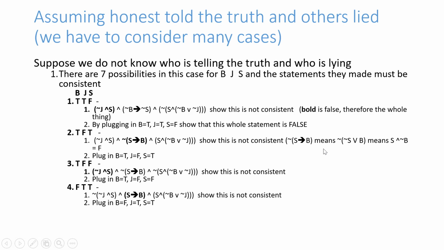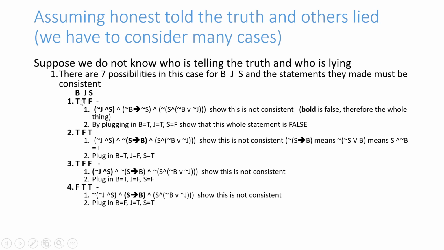The other case is much harder. Assuming the honest told the truth and the others lied, we have to consider many cases. In other words, we actually have to consider 7 possible cases for B, J, and S. So let's consider the first case and see why this could be a possibility.